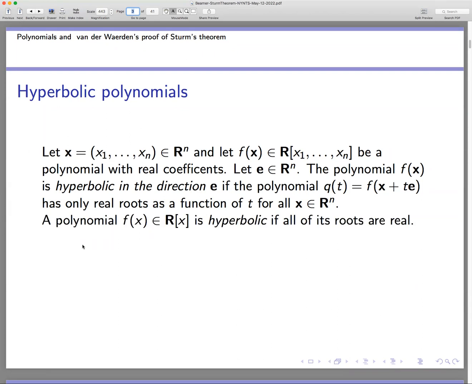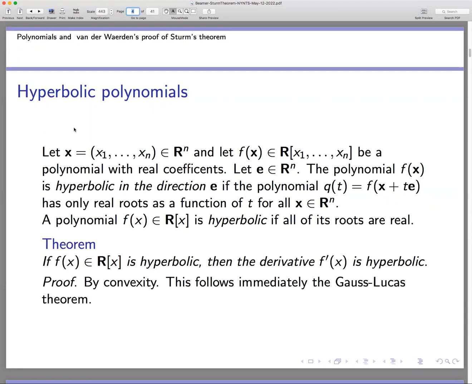But I'm only going to consider real polynomials with real coefficients in one variable. And the only direction is the direction along the x-axis. So hyperbolic just means all roots are real. But for some reason, people like to talk about hyperbolic polynomials for polynomials with real coefficients in one variable. So when I say hyperbolic, it just means it has no complex roots. All of its roots are real.